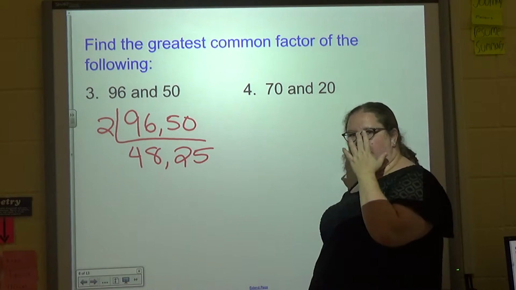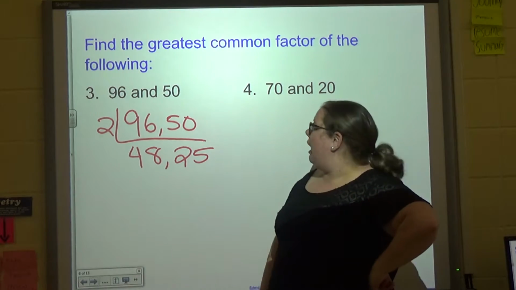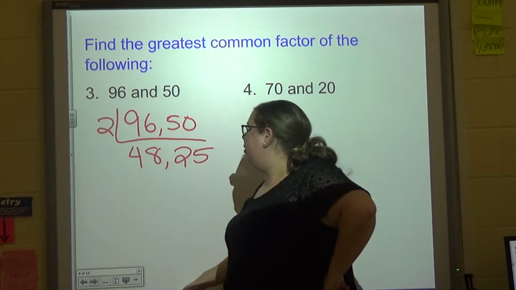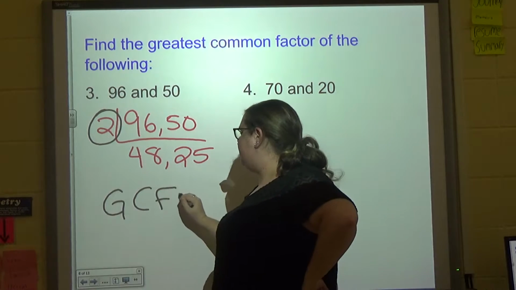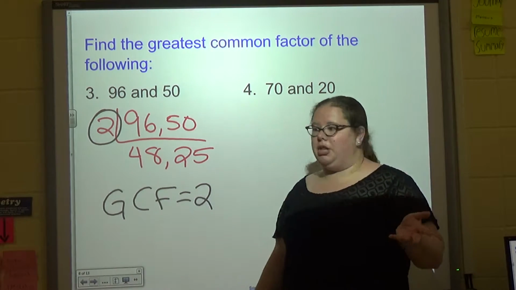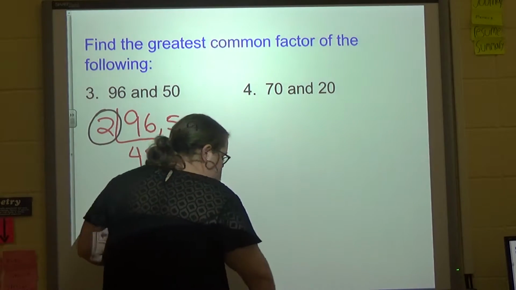Does anything go into 48 and 25? Well, the only thing that goes into 25 is 5, and that does not go in here. So I'm done. My GCF is 2. Sometimes you have those bigger numbers, and you feel like there should be a greater number that goes into them, but there's not.